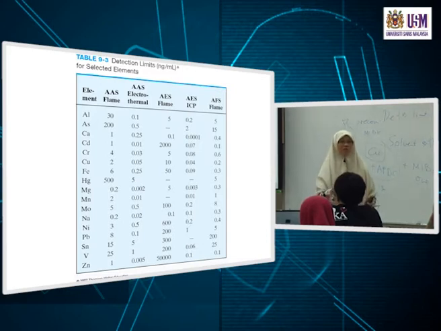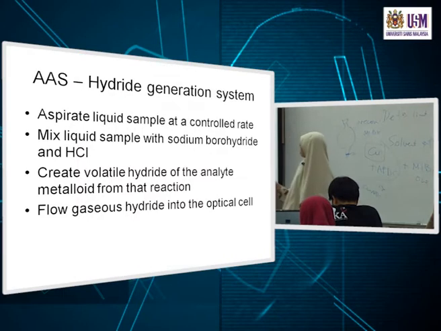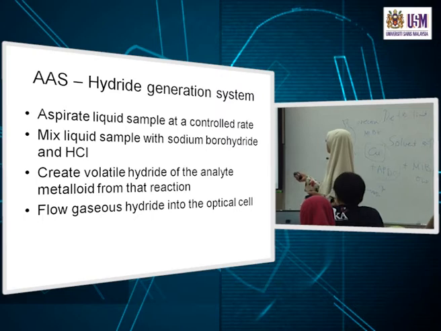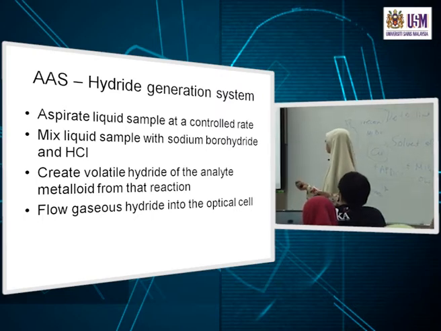We switch it to flame emission. Same monochromator, same detector. So you can compare. It's not to say that every time ICP is lower, because in some cases graphite is lower than or comparable to ICP.